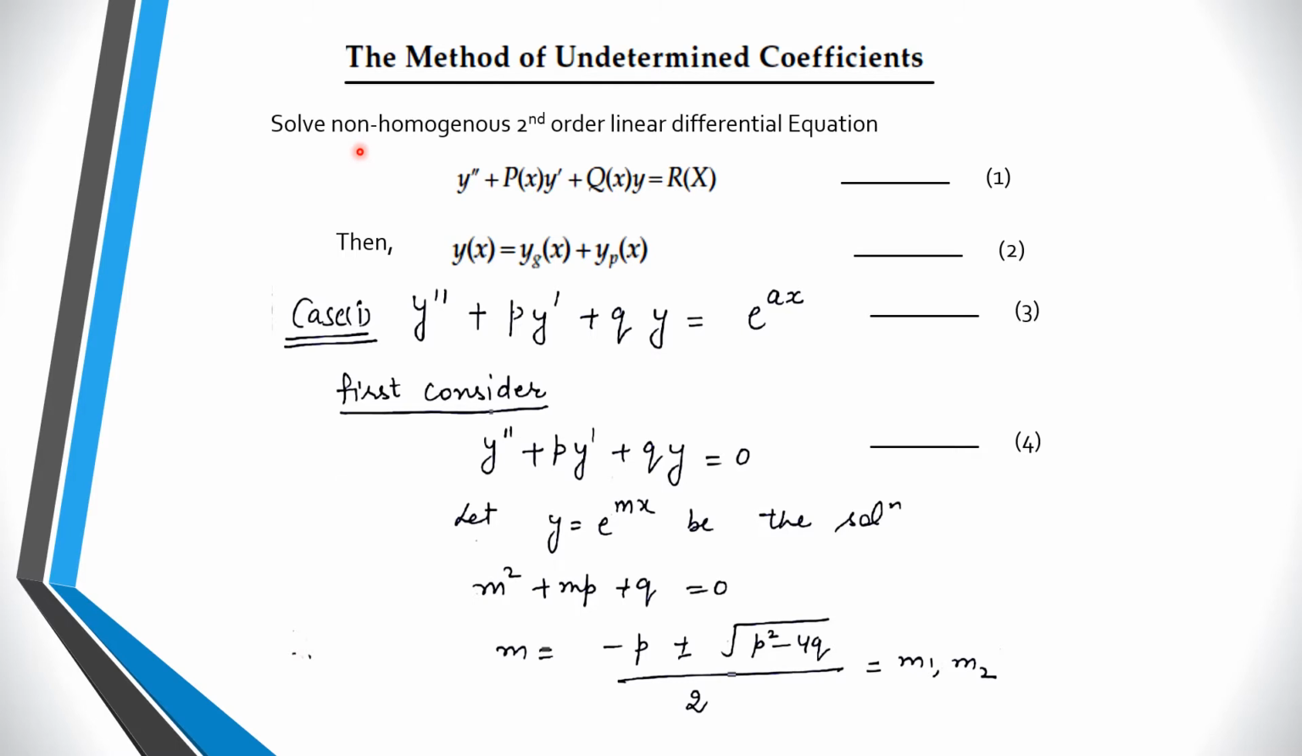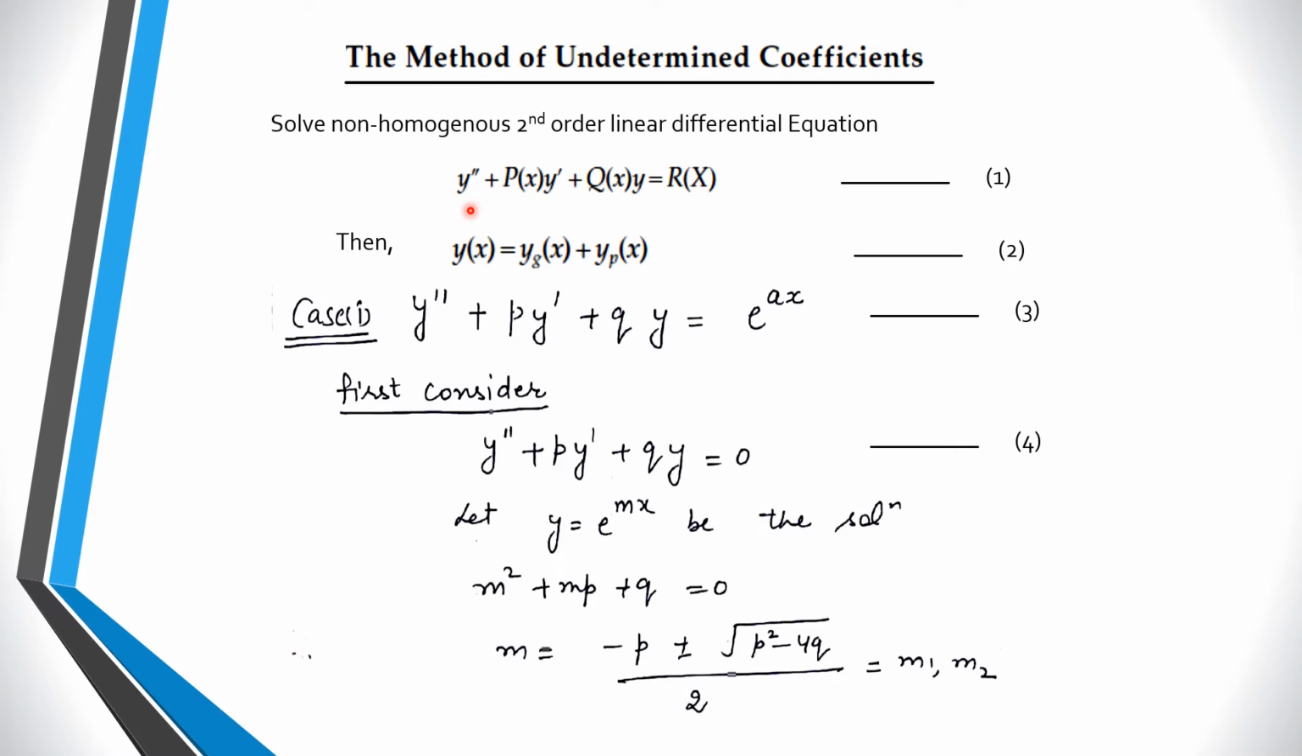Now what do we mean by a non-homogeneous second order linear differential equation? A differential equation of the form y double prime plus p(x) y prime plus q(x) y is equal to r(x) is a non-homogeneous second order linear differential equation. Here p(x), q(x) and r(x) are functions of x. If this r(x) is non-zero, then it is said to be non-homogeneous.